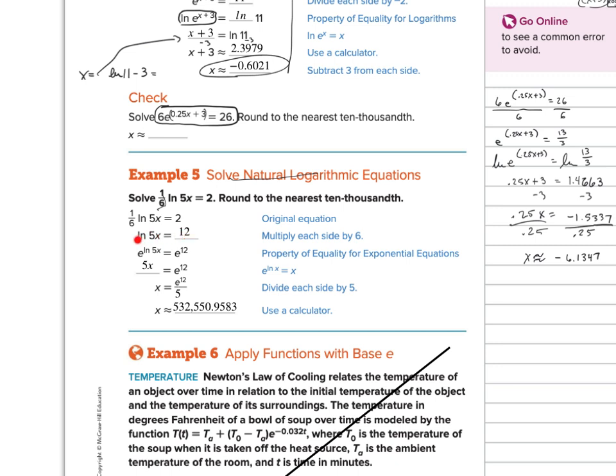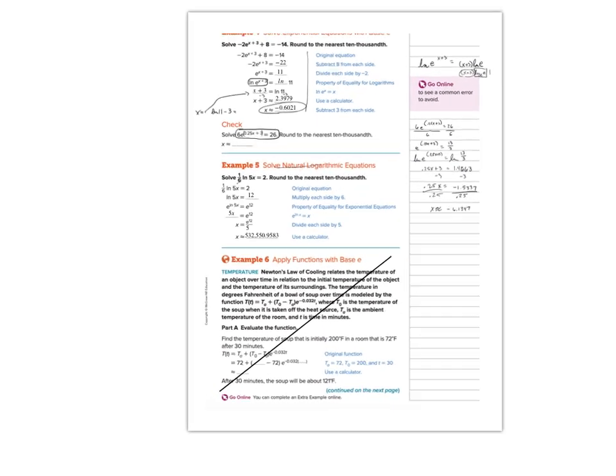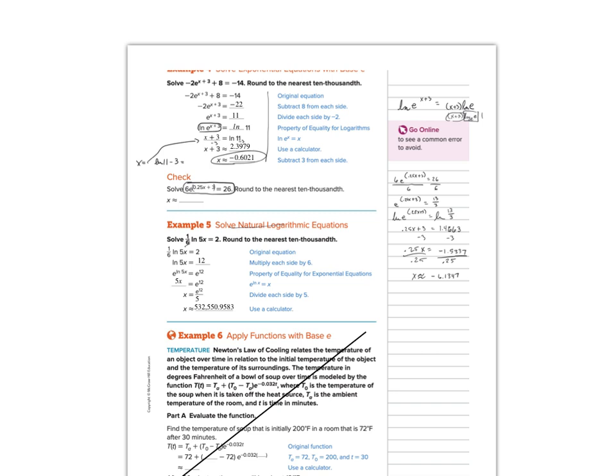Now, the inverse of the natural log would be raising both sides to e. So if I raise e, I have e raised to the natural log of 5x, which simplifies to 5x. Raising the other side is e to the 12th. Now I can go ahead and divide both sides by 5, and I get x by itself, and x turns out to be equal to approximately 532,550.9583. So that is using logarithms or natural logarithms to solve equations and the value of e.